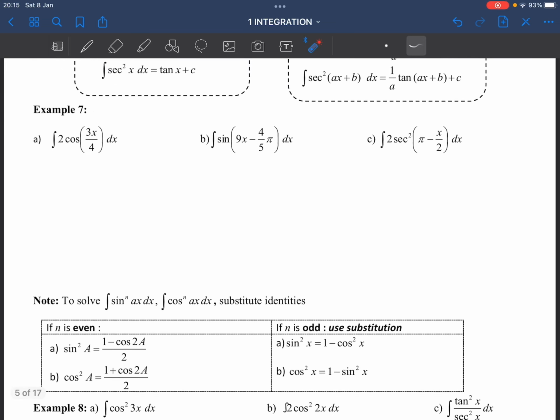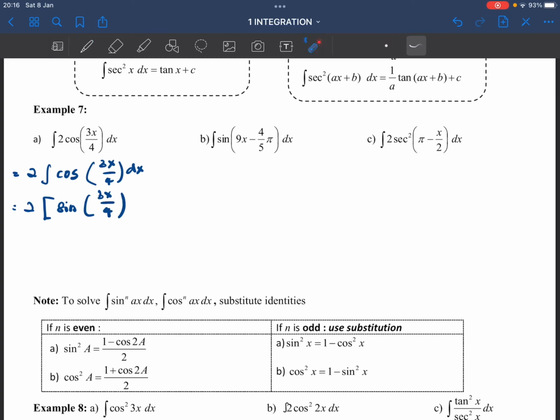So now, let's see example 7. So we have integrate 2 cos 3x over 4. So straight away, a constant 2 boleh keluar. Okay, which means we want to integrate cos 3x over 4. So integrate cos will get you positive or negative sign? Correct. Positive sign. Okay, salin balik. Positive sign 3x over 4.